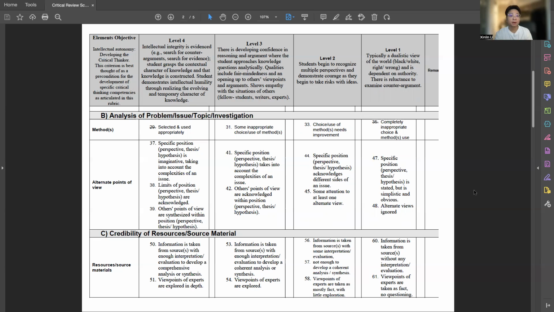And in terms of the alternate points of view, I will score 3.5. I could have done a better job if I put more effort into analyzing other people's points of view and actually combining theirs with my own perspectives to get a better conclusion.